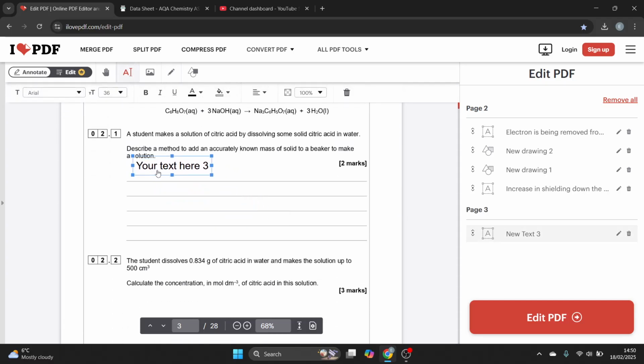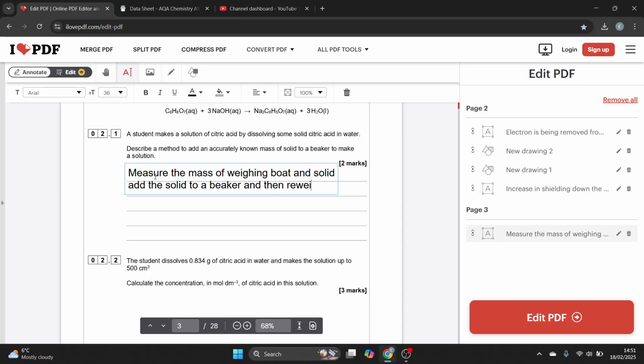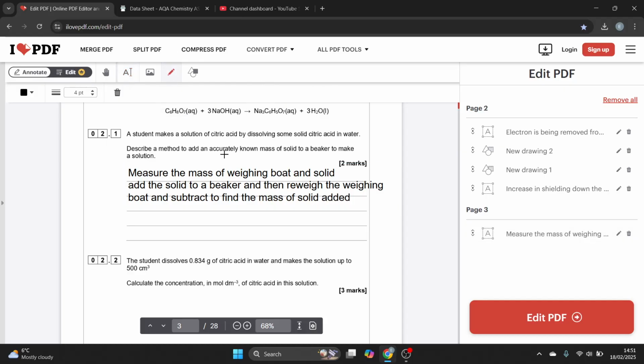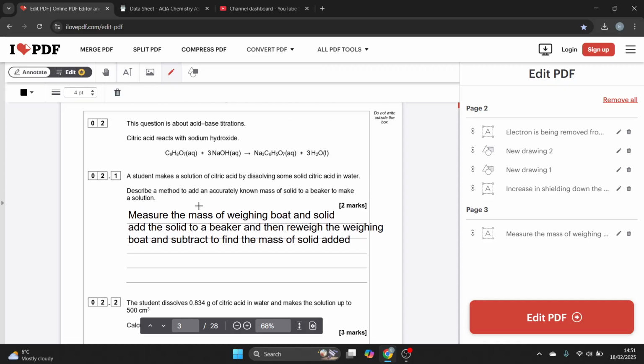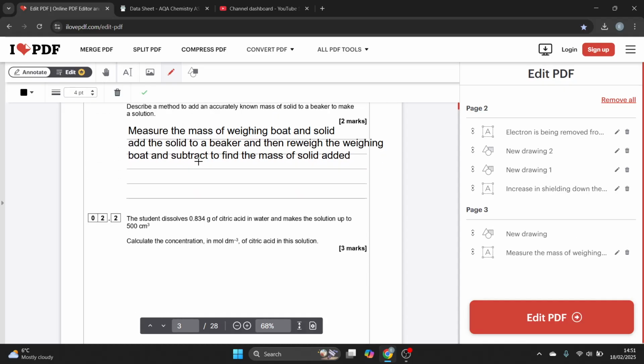Describe a method to make a solution from an accurately known mass of solid in a beaker. 2 marks. Measure the mass of the weighing boat and solid, add this solid to a beaker, and then reweigh the weighing boat and subtract to find the mass of solid added. You just need to know how to do that. It's a practical skill.